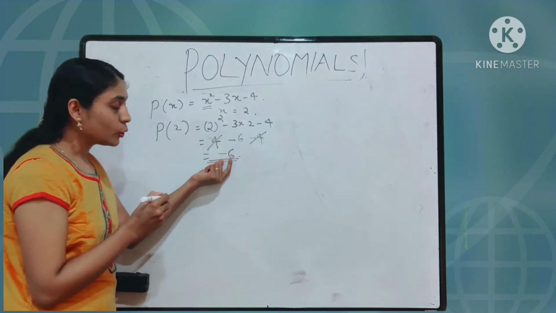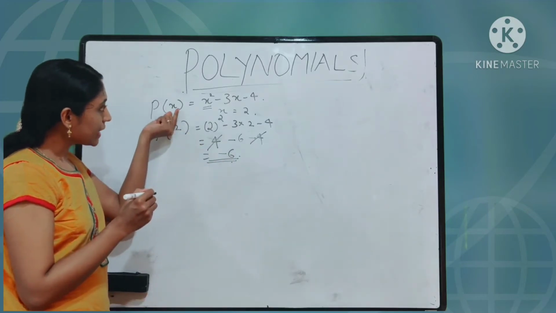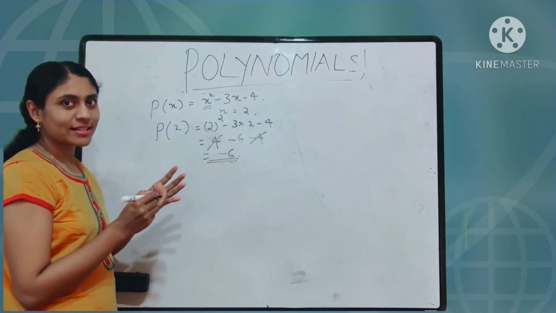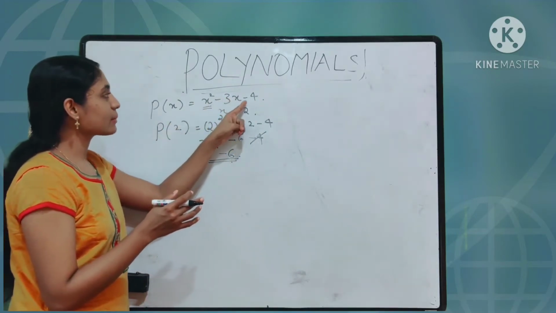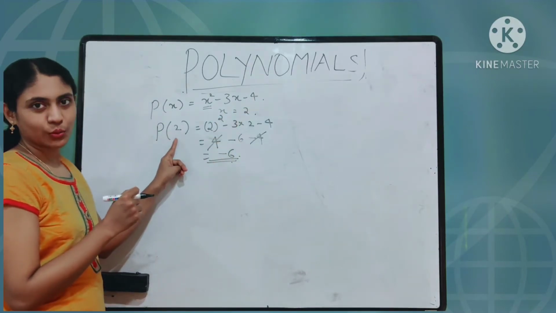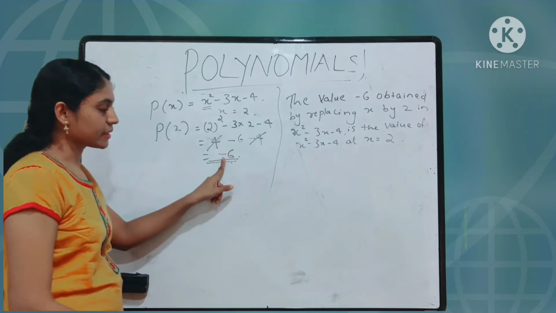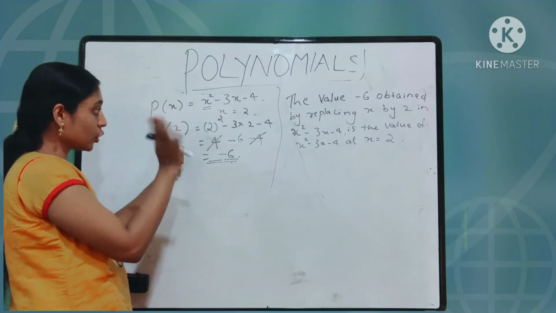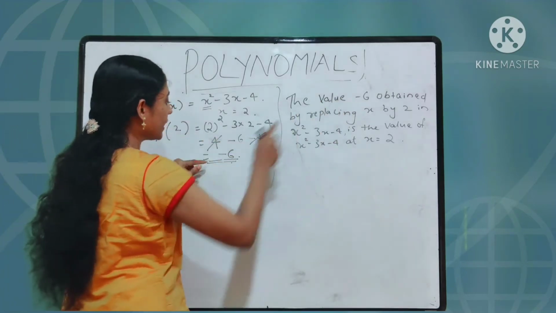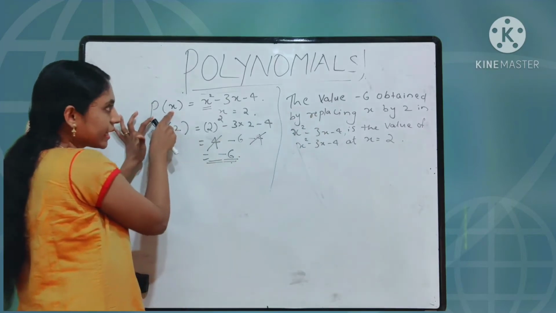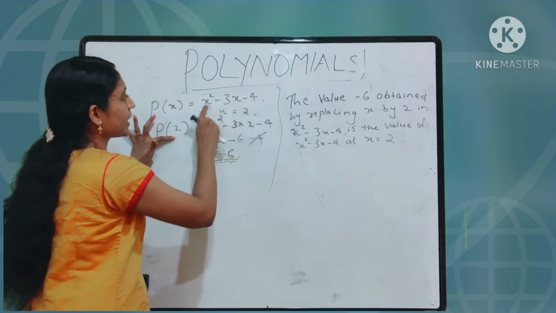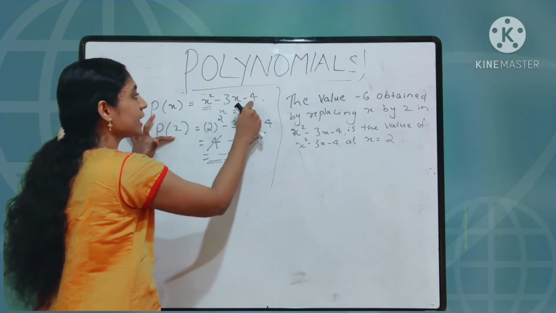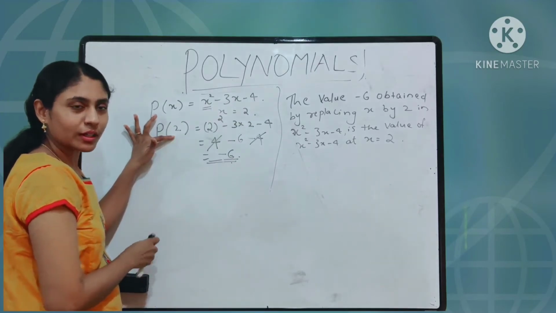That means the value minus 6 obtained by replacing x by 2 in x square minus 3x minus 4 is the value of x square minus 3x minus 4 at x is equal to 2. We got the value minus 6 by replacing x with 2. So the value minus 6 obtained by replacing x by 2 in x square minus 3x minus 4 is the value of x square minus 3x minus 4 at x is equal to 2. Got it?